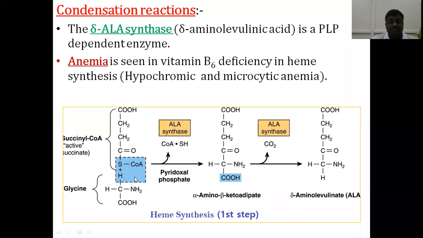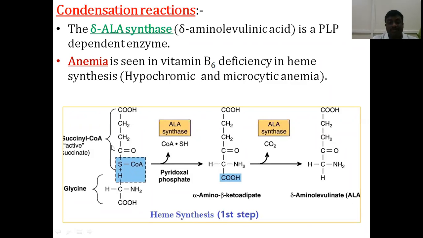This condensation mainly depends on pyridoxal phosphate, in the presence of the enzyme ALA synthase, delta aminolevulinate synthase. During the condensation, coenzyme A with its sulfhydryl group is removed. Then that produces delta aminolevulinate, which participates in the formation of heme.